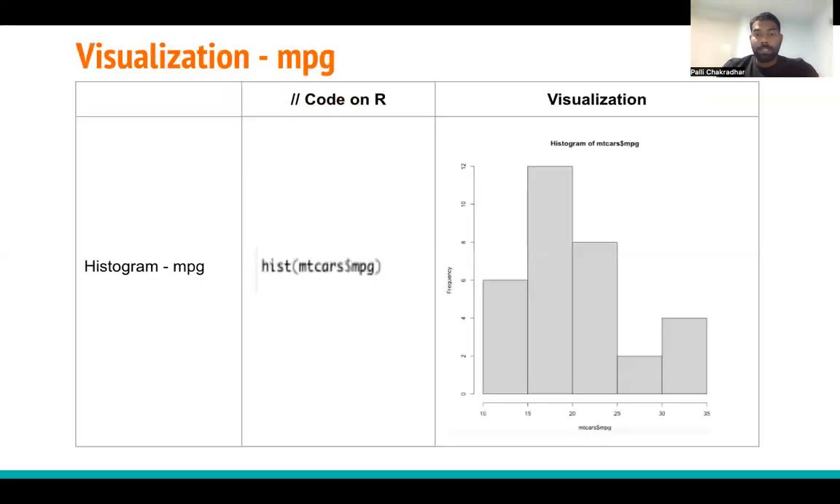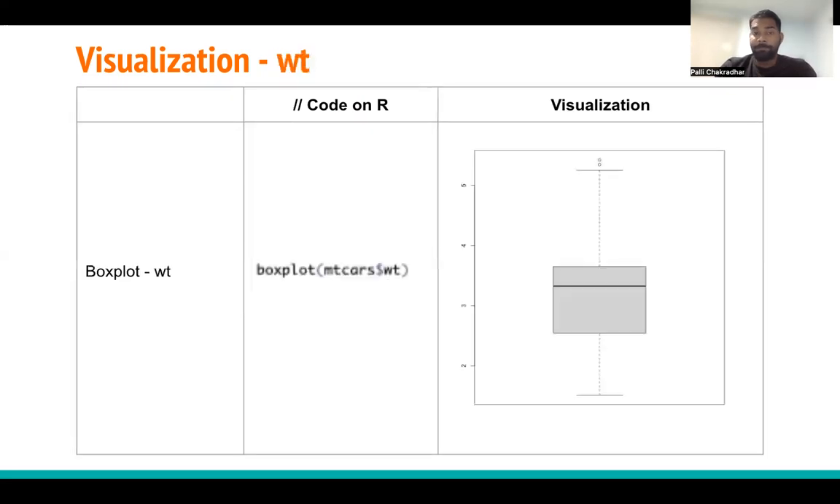Then I moved on to the visualization part, which is the second task. Here I've done a histogram for miles per gallon. As you can see in the output on the last tab, the X axis is labeled miles per gallon, and then the frequency at different stages. Then I've done the box plot analysis for weight, where you can see the spread and what the outliers are.